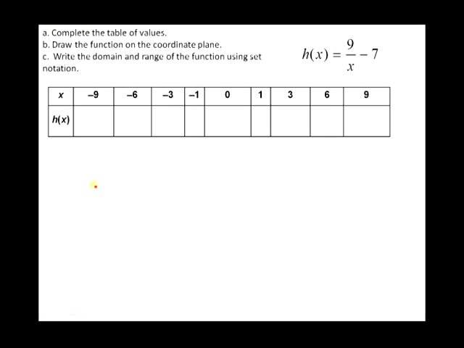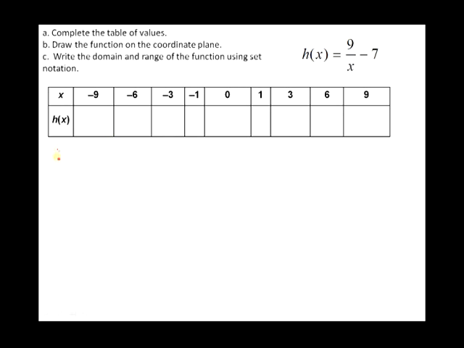Okay, let's begin. Here's the function: h of x equals 9 divided by x minus 7. So what we have to do is complete this table here. It's given us the values of x. It says find h of x when x equals negative 9, find h of x when x equals negative 6, find h of x when x equals negative 3. Let's just take a look at that. I'm not going to do all these. This is a lot. I think I'll do 3 or 4 of them, and then you'll see the pattern. Once you see the pattern, you'll know how to do it.